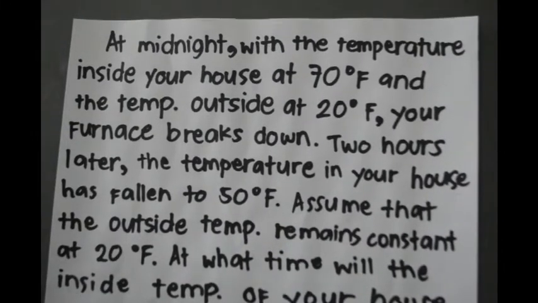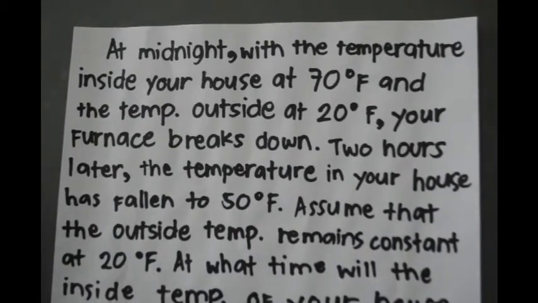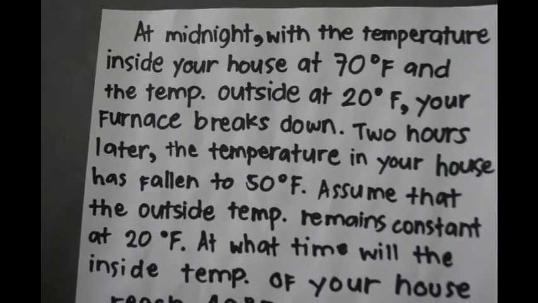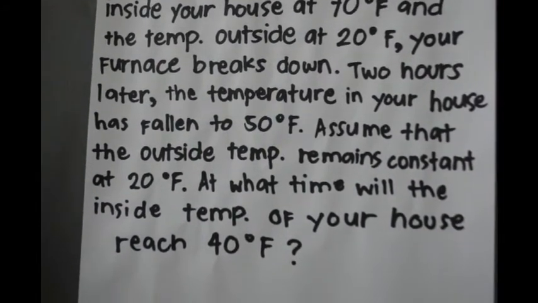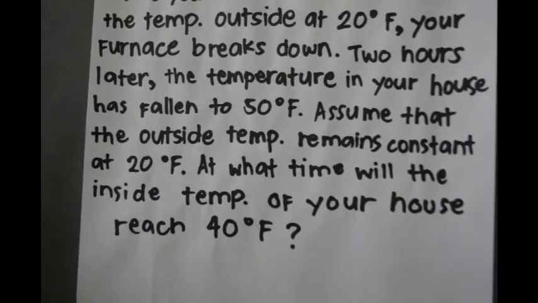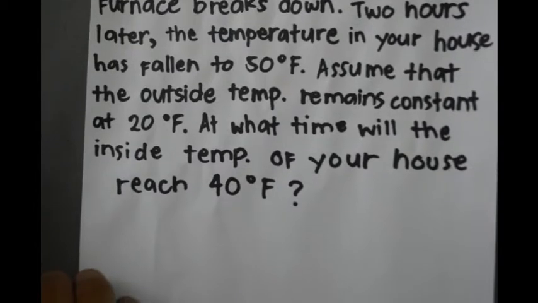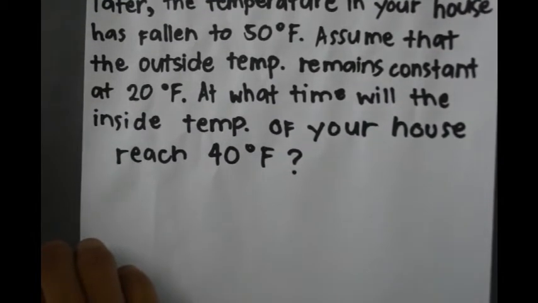At midnight, with the temperature inside your house at 70 degrees Fahrenheit and the temperature outside at 20 degrees Fahrenheit, your furnace breaks down. Two hours later, the temperature in your house has fallen to 50 degrees Fahrenheit. Assume that the outside temperature remains constant at 20 degrees Fahrenheit. At what time will the inside temperature of your house reach 40 degrees Fahrenheit?